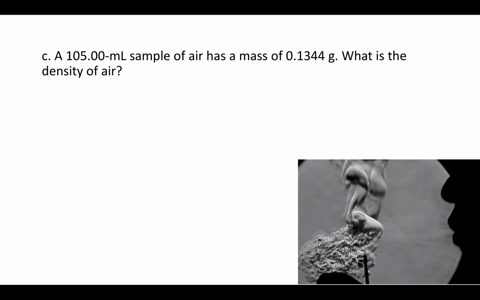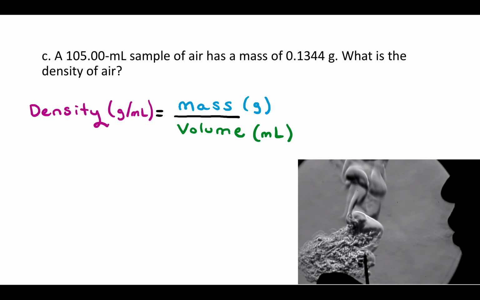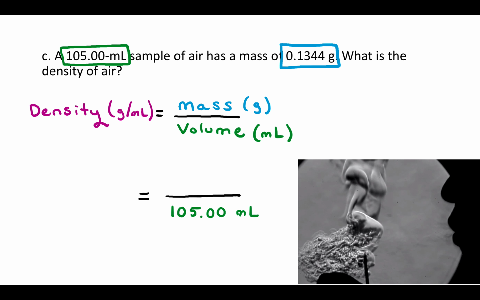This one says a 105 milliliter sample of air has a mass of 0.1344 grams. What is the density of the air? Well, density equals mass over volume, and so the first thing they give us here is 105 milliliters. That's a volume. I'm going to put that on the bottom of my fraction there. The next number they give us is 0.1344 grams. That's a mass, so I'm going to put it on the top. And we're looking for density. What is the density? So D there.